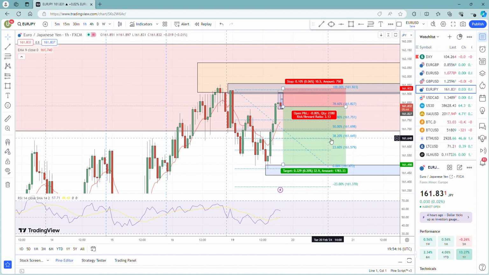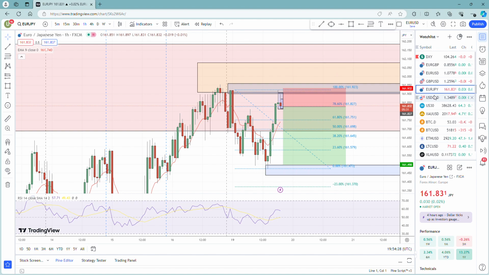We'll see how it goes tomorrow, but I'm hoping to take this sell trade. If it doesn't push down in the Asian session, it may push down potentially in the London session tomorrow. So we'll see how that goes. EJ is done. Now let's move on to USD CAD. So this will probably be my last pair for today.